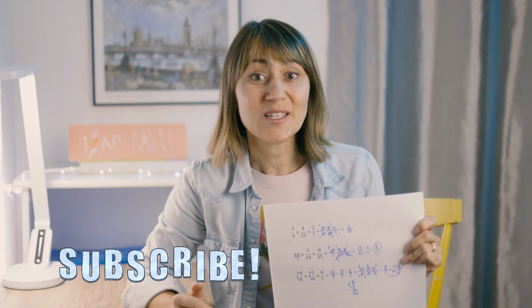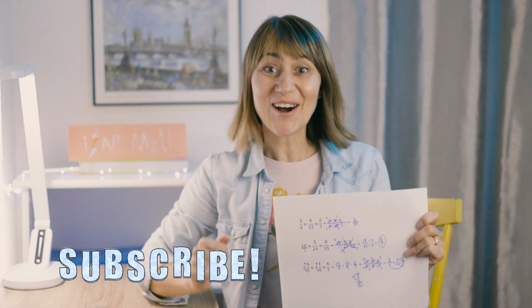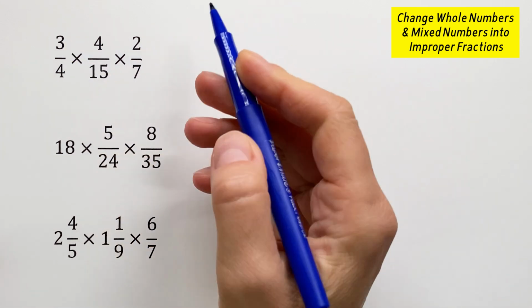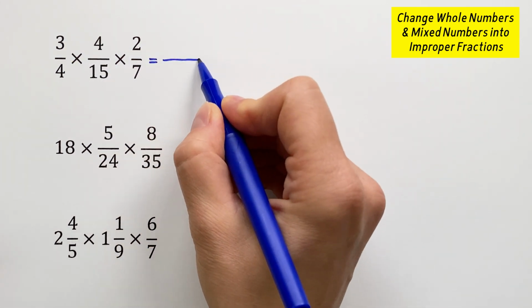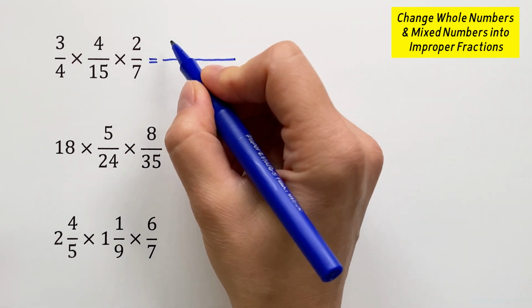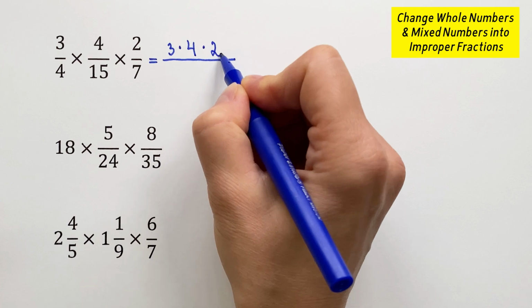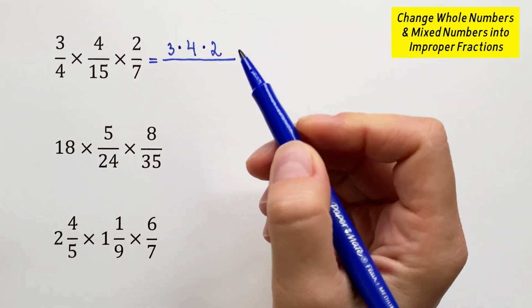We are going to multiply three fractions. Let's go! So when you multiply fractions, first multiply the numerators. So draw a long fraction bar and multiply the numerators. 3 times 4 times 2. And this dot means multiplication.